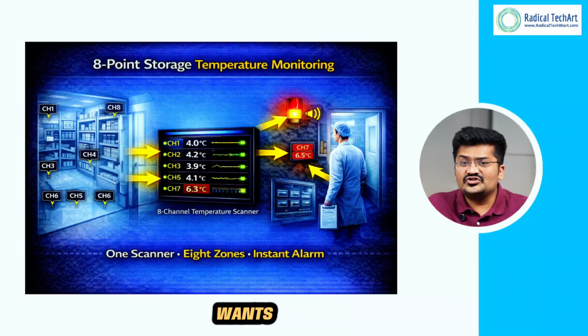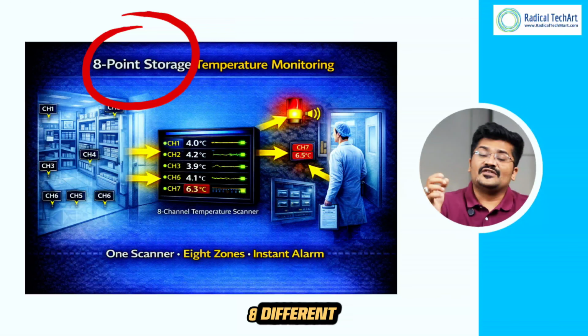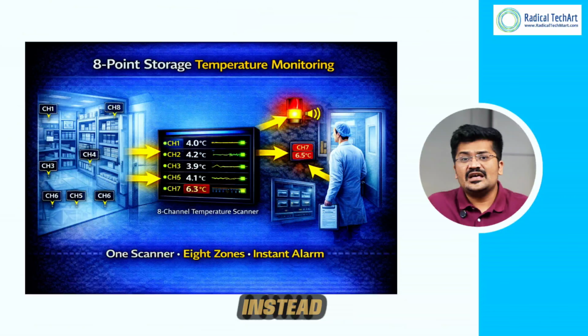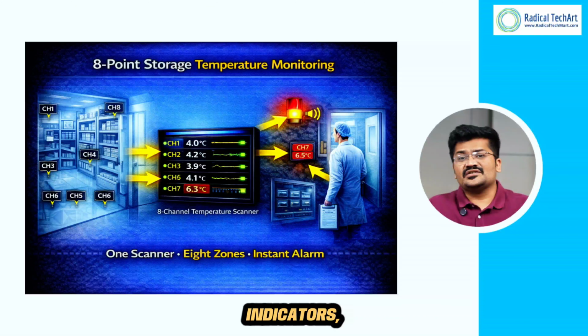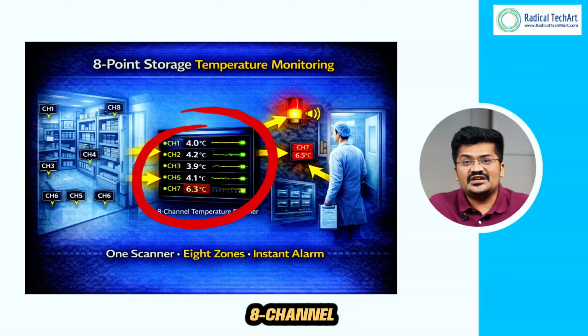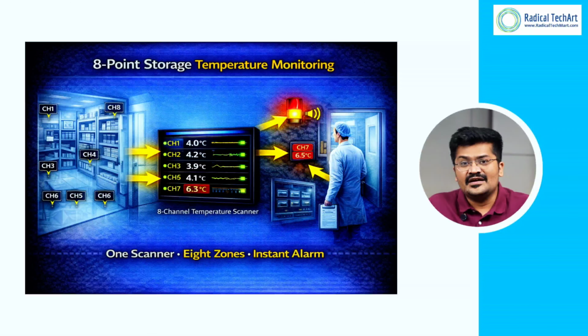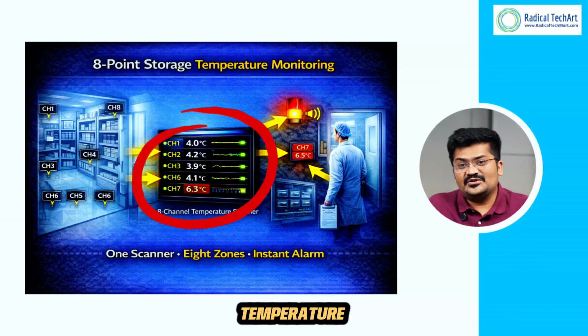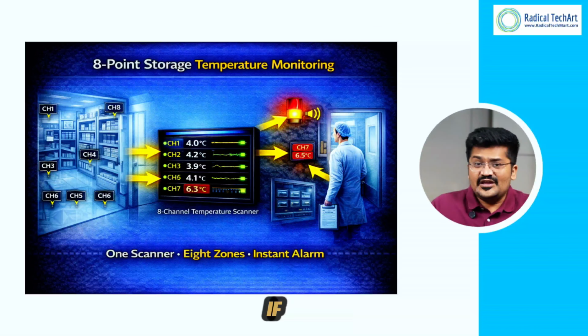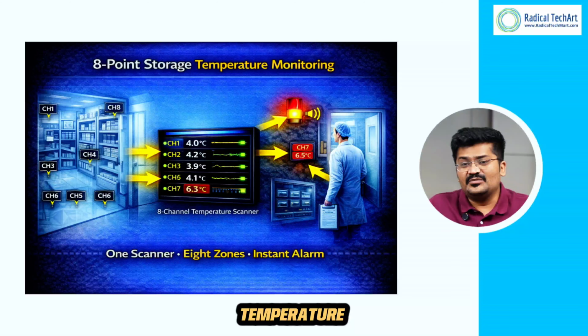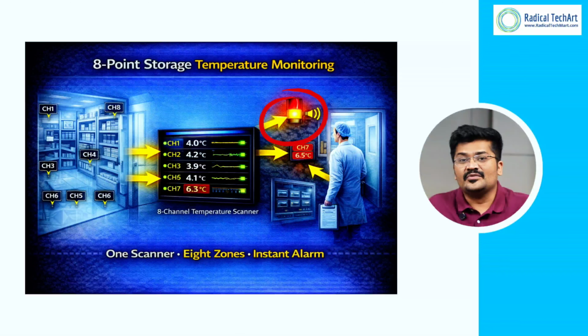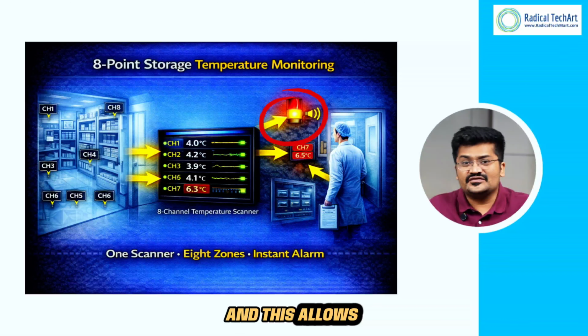This system helps engineers to monitor multiple parameters very efficiently. Now let us take a real example. A pharma company wants to monitor temperature at 8 different locations inside a storage room. Instead of installing 8 separate indicators, they install an 8-channel temperature scanner. All 8 sensors are connected to this scanner, and the scanner displays all temperature values on one screen. If any sensor detects a temperature outside the allowed range, the system can trigger an alarm, and this allows engineers to monitor multiple points very easily and efficiently.